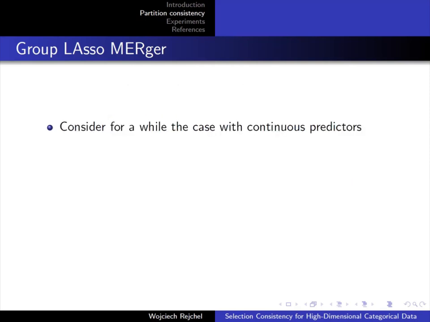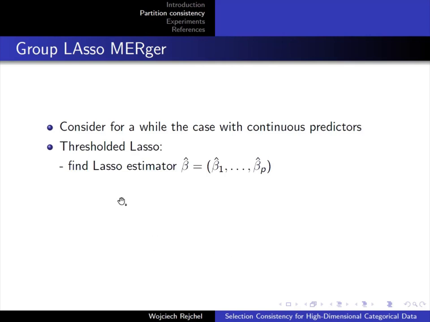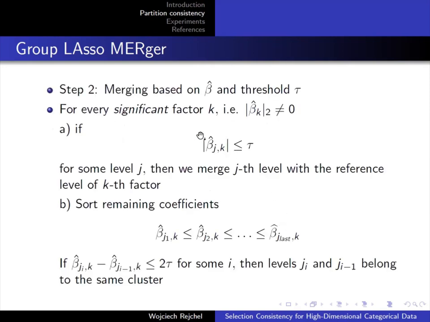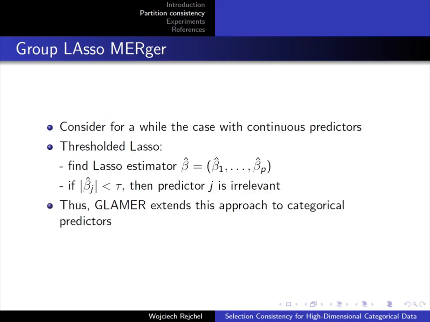Possibly, if we for a while forget about categorical data and go back to continuous predictors, then I think you are familiar with an estimator which is called thresholded lasso, which first calculates the lasso, and then you check which coordinates in absolute value are smaller than some threshold. If they are smaller, then it means that they are irrelevant. They can be discarded. So our algorithm GLAMER is a simple extension of this approach to categorical data. Here we do not discard only those which are small, but if they are close to each other, then they are merged, they are taken together. So this is an extension of this thresholded approach to categorical data.